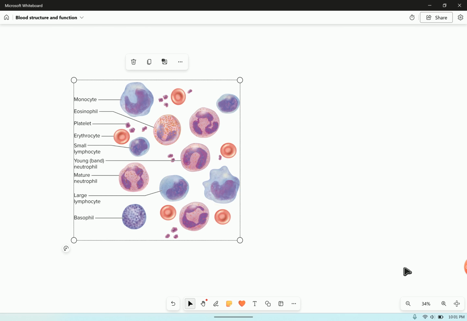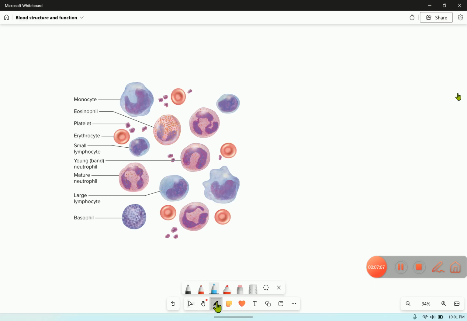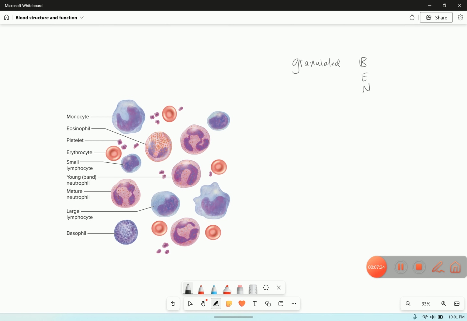Let's look at what the functions of the leukocytes are. Okay, so we'll start with the neutrophils, let's do the granulated. We'll do the granulated ones first. Okay, keep in mind, granulated are the bens. So basophils, eosinophils, and neutrophils.